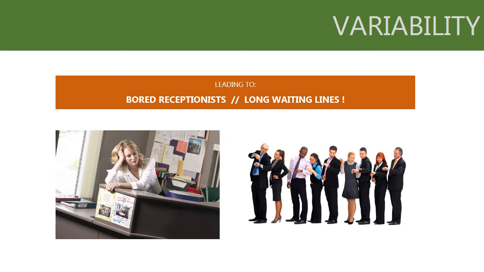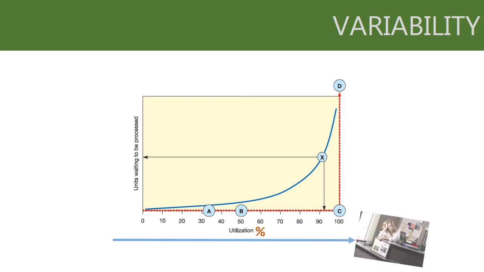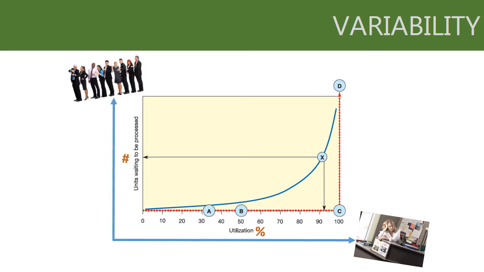It gives the relationship between utilization rate and the units waiting to be processed. Now let's translate that to normal English. The utilization rate is actually the time that your receptionists are working, from 0% on the left to 100% on the right. On the other hand, the units waiting to be processed are actually just the number of people that are waiting to be checked in or checked out.